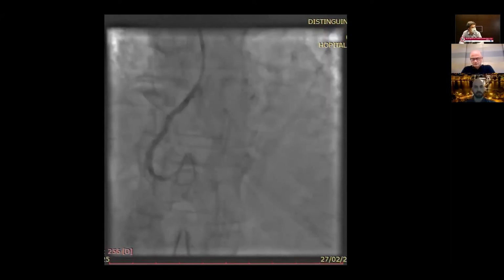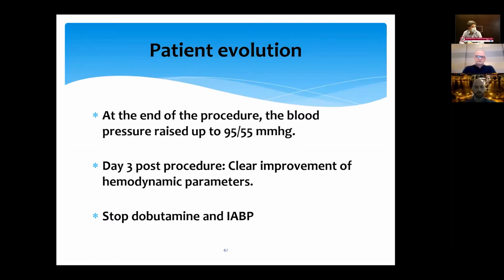Yes. After this, at the end of the procedure, the blood pressure rose slowly to 95/55 millimeters of mercury, but at day 3 post-procedure, there was clear improvement of hemodynamic parameters, and we stopped dobutamine and the intra-aortic balloon at day 3 post-procedure.